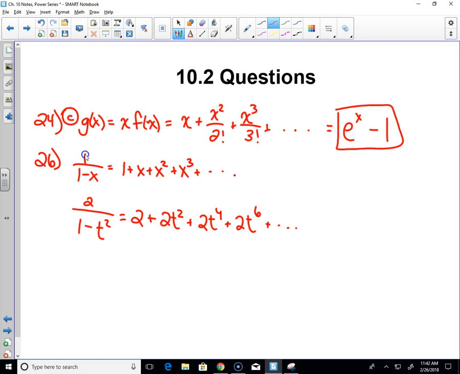Good. So the first 4 terms, and it says also the general term. Yes. So the general term would just be 2, not 2 to the n, because it's just 2 to the 1. And then it would be t to the 2n. Right? Because 2 times 0, 2 times 1, 2 times 2, 2 times 3. Okay, but then the question goes on.